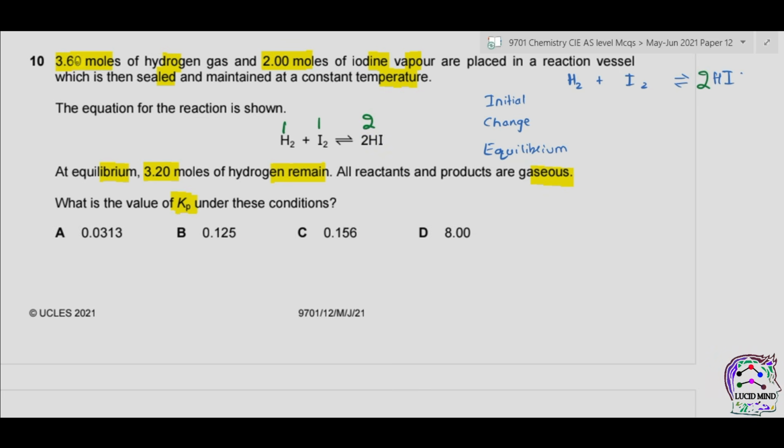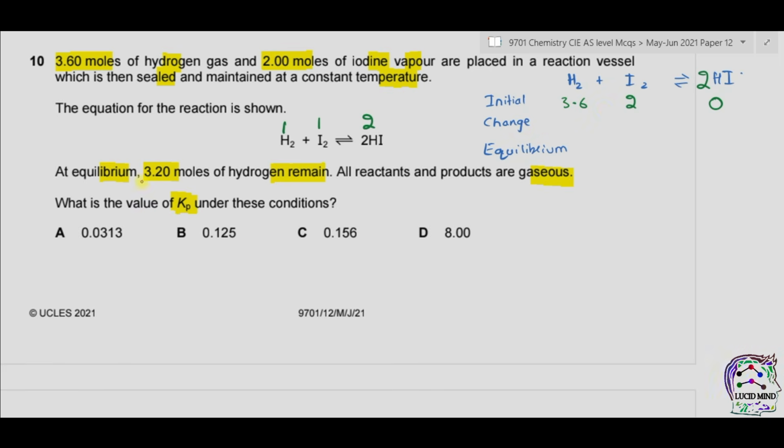So initially we had 3.6 moles of hydrogen and 2 moles of iodine. So we can write 3.6 and 2. As the reaction has not started yet, there is no product, so the number of moles of product will be 0 initially. Then we can find the change in the number of moles.